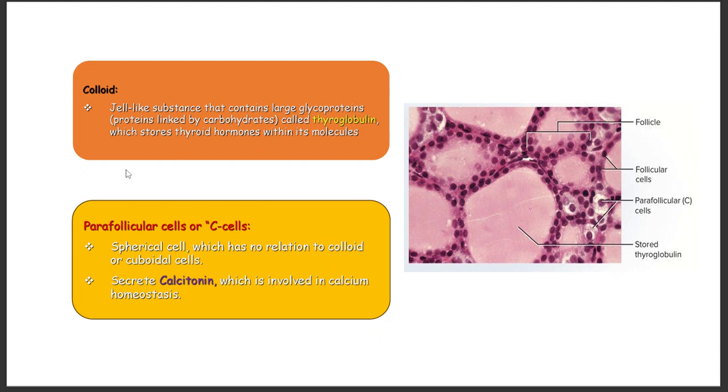So the colloid, as we said, is a gel-like substance that contains glycoprotein, which is called the thyroglobulin. Remember, the colloid is this pink part. It contains thyroglobulin. Thyroglobulin stores the thyroid hormone within its molecules. You also have parathyroid cells, which are just next. These are spherical cells which have no relation to columnar or cuboidal cells. These ones secrete calcitonin, which is involved in the metabolism or homeostasis of calcium.